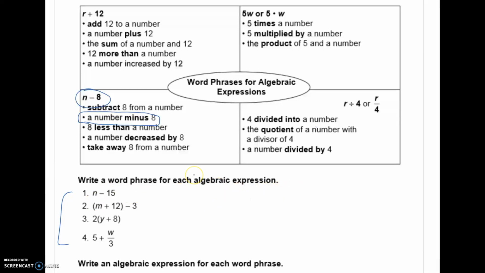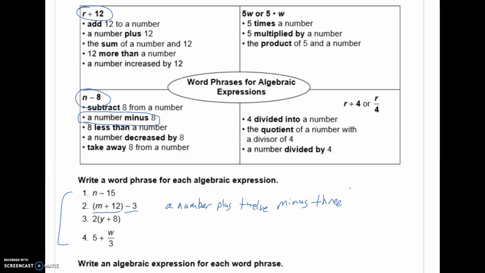Number 2, m plus 12. That's all in parentheses, and then you have a minus 3. So there's 2 parts to this. So let's focus on the parentheses first, following order of operations. So m plus 12 is similar to this one, addition. So we say a number plus 12, and then we have our minus 3, minus 3.